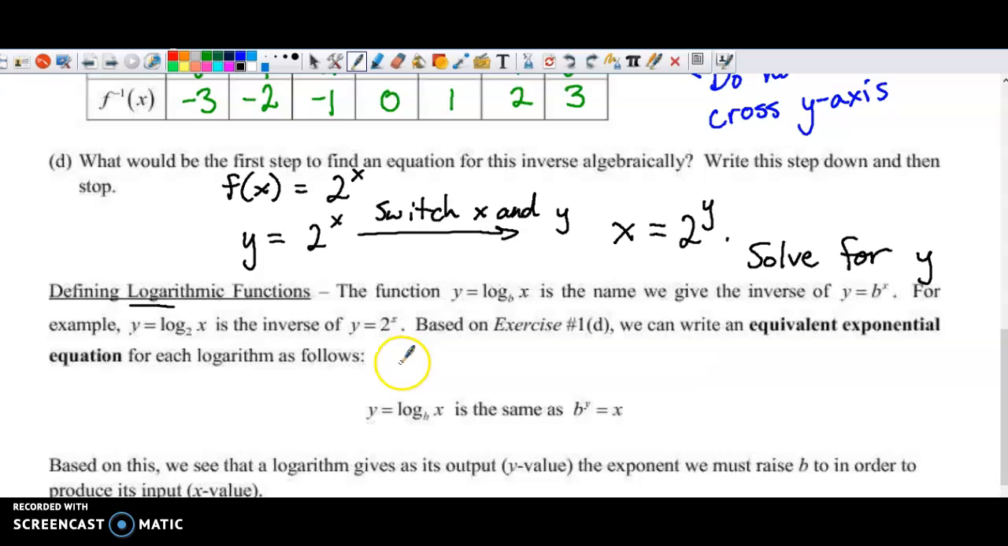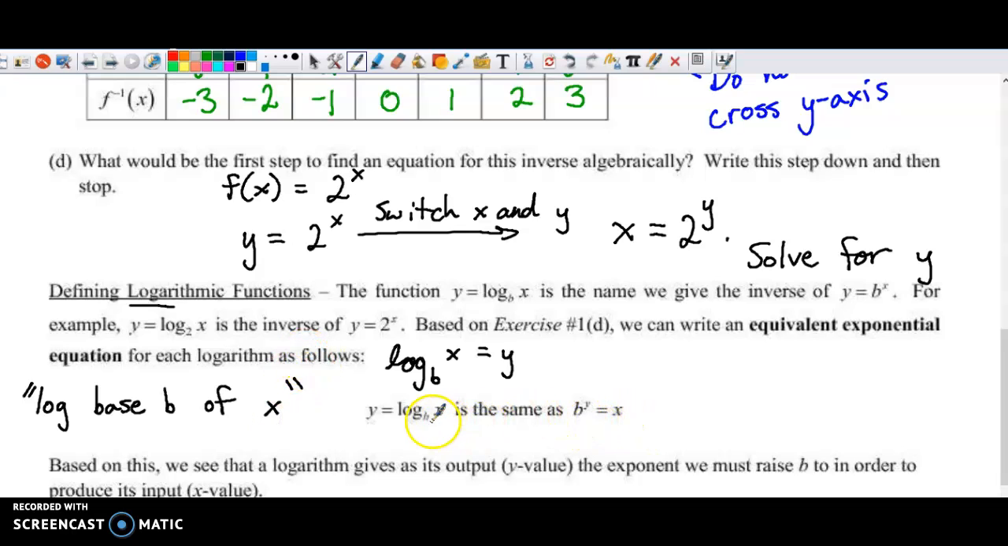Now, I had a teacher that taught me this a long time ago, and so I'm going to show it to you real quick. She wrote it out as log base b of x is equal to y. Let me write that out because that's how we pronounce it. Log base b of x.